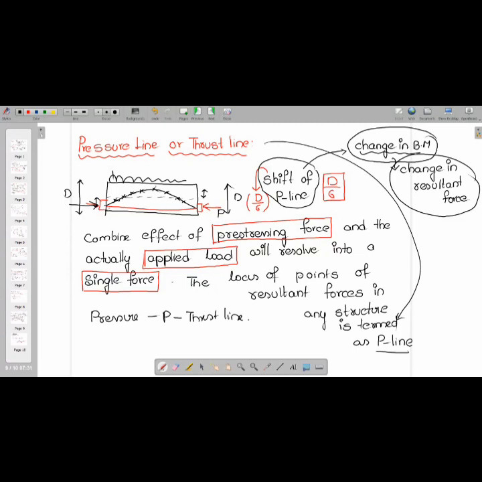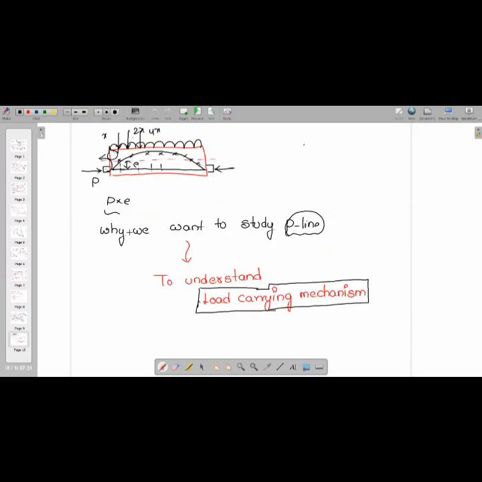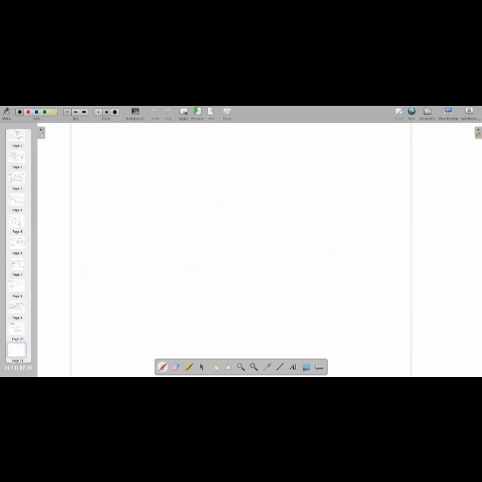Now see, this is the pressure line or thrust line. Sir, another important point they can ask you here is the load balancing concept. I'm seeing a lot of questions in JE or AE related to the load balancing concept. Sir, see, what is load balancing concept? First, we'll understand what is load balancing concept.